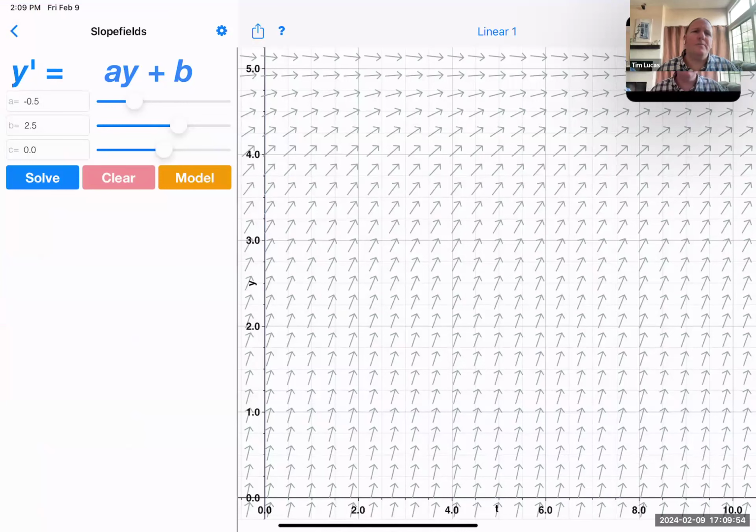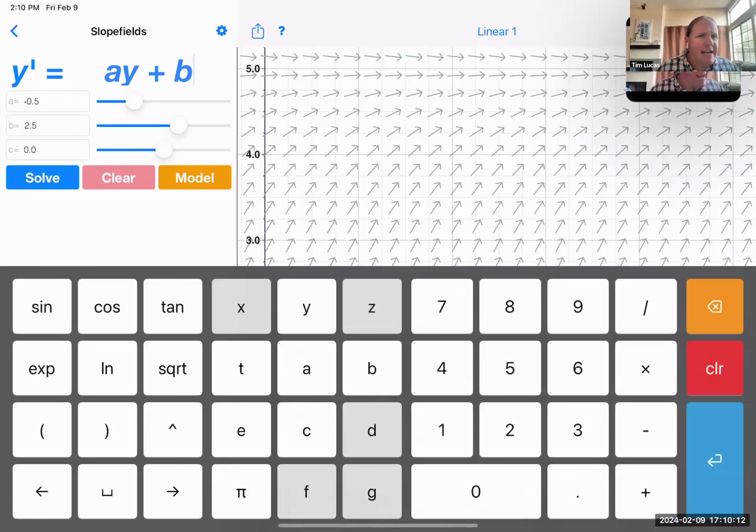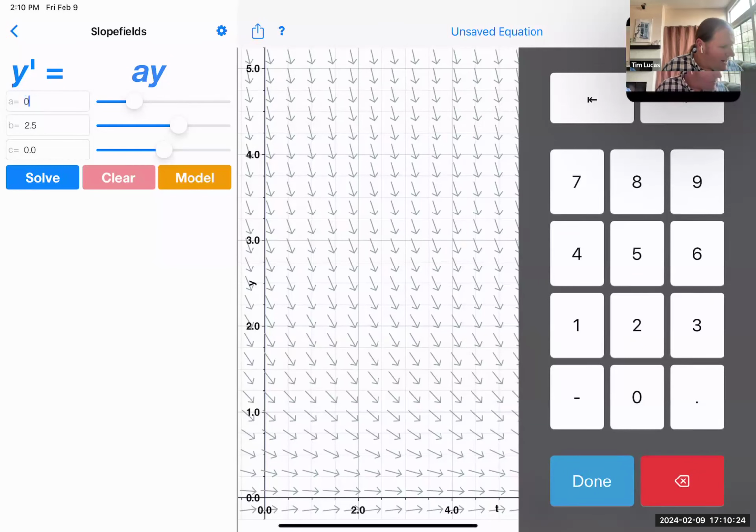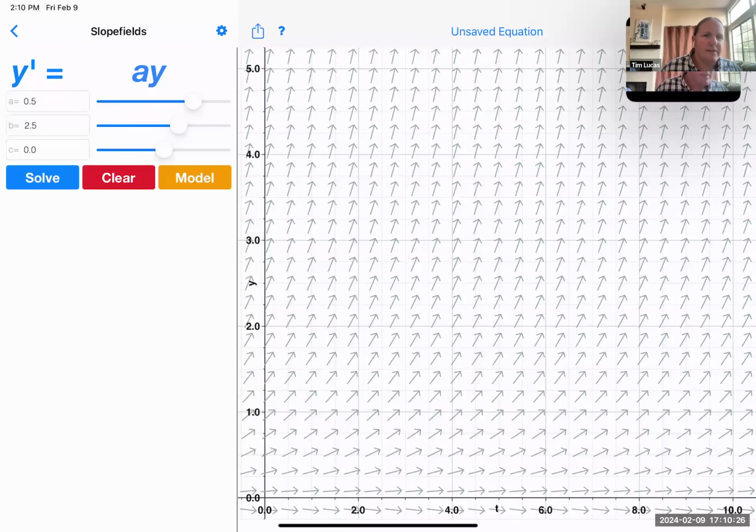Something that you should see when you open it up is that immediately there's an equation there, and there's a slope field there, so that students can immediately start playing with a model when they're first opening up the app. So I'm going to change this equation from what was initially there to some sort of exponential growth equation. I'm going to edit that, and then put in a parameter that shows growth.